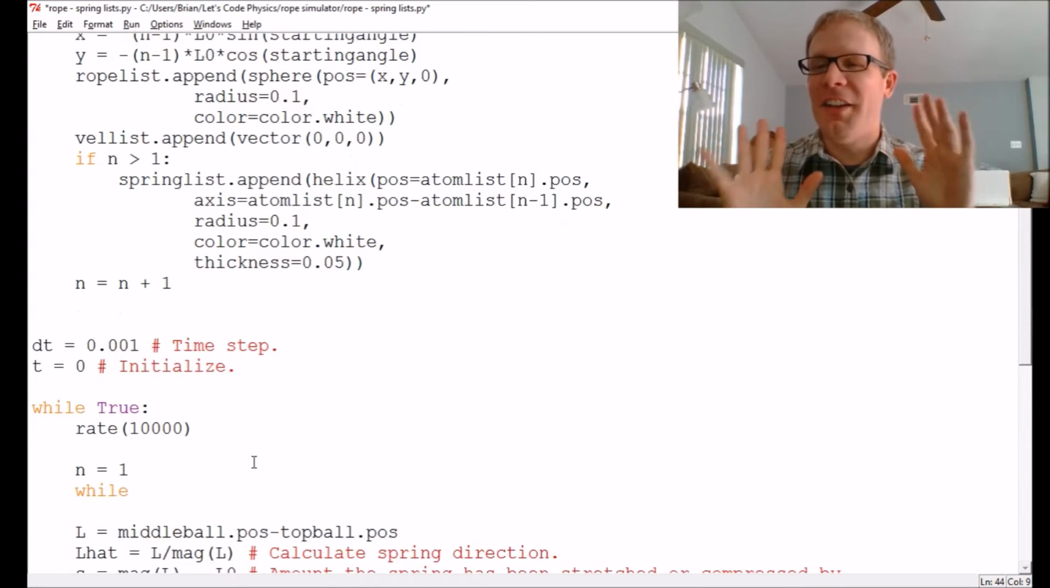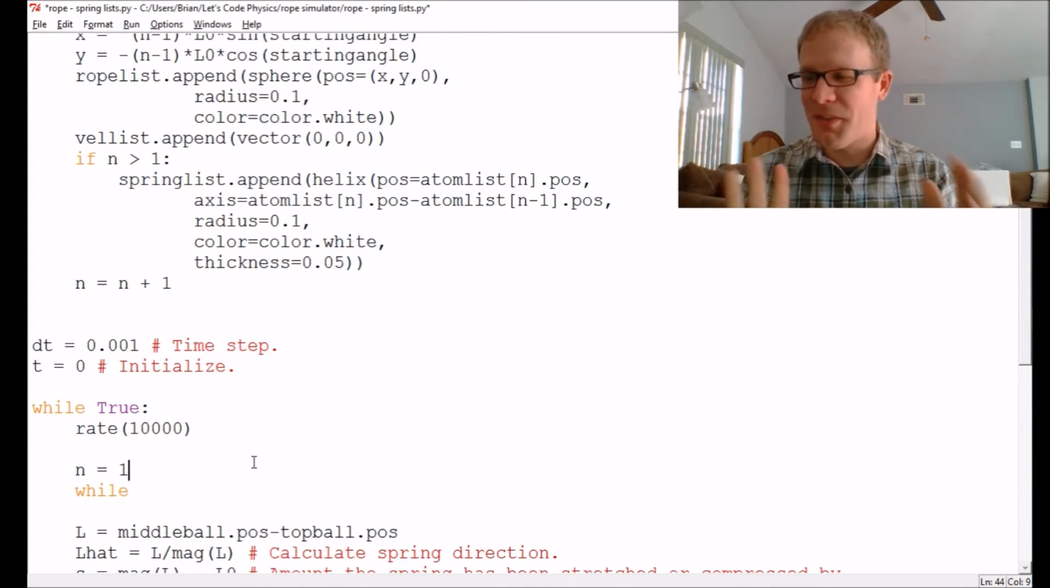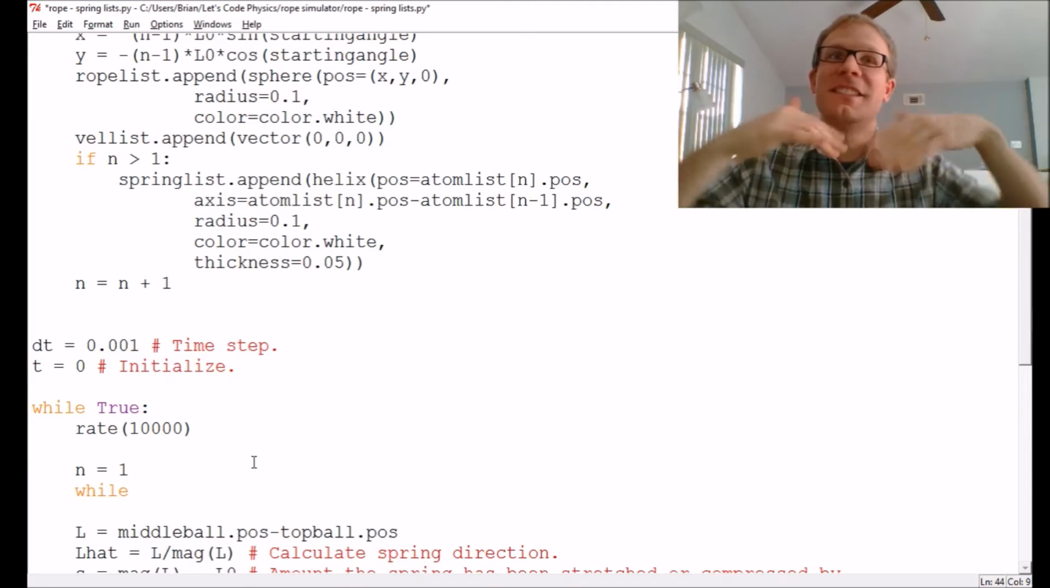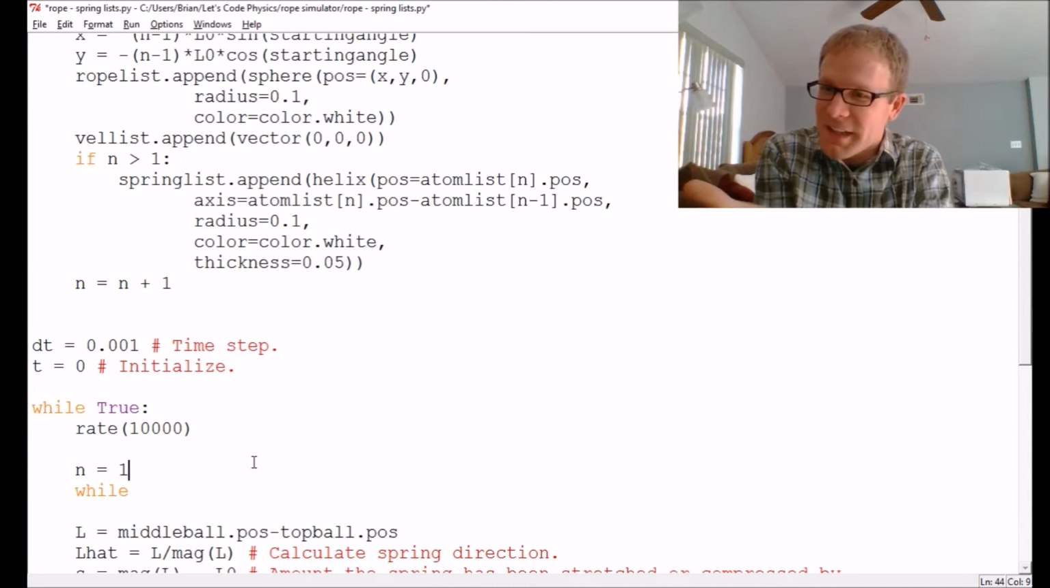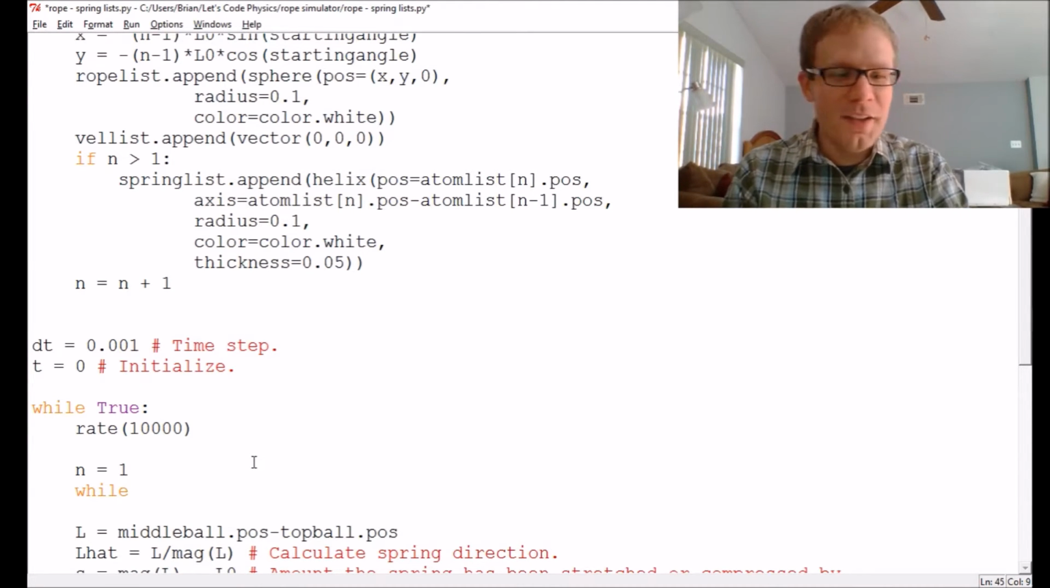I know there's probably a for loop in VPython. I'm sure there is. I just haven't bothered to learn it yet, and I'm lazy. That's why I program, is because I'm lazy. Right. I'm just kidding. Programming is very hard work, right?